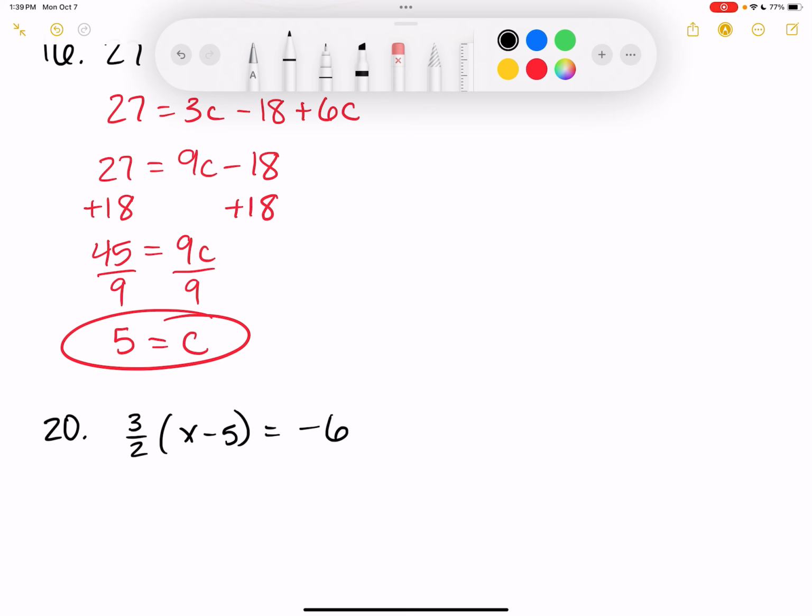So your first thought is probably to do what? Distribute. But what is in front of the parentheses? A fraction. So I would say don't do that. I would actually multiply by the reciprocal of this number. So I would multiply both sides by 2 over 3 because then 3's cancel, 2's cancel.